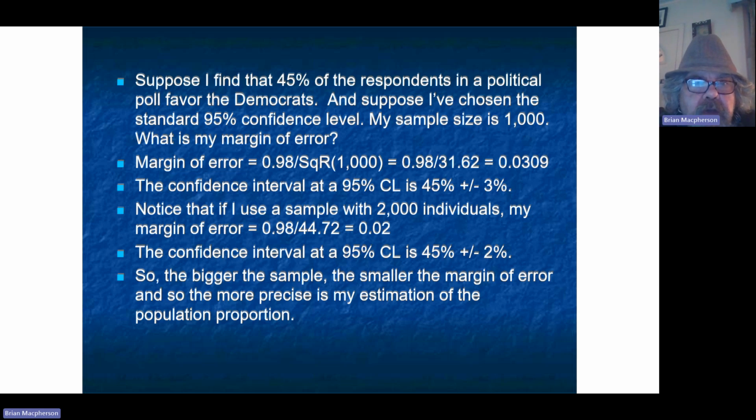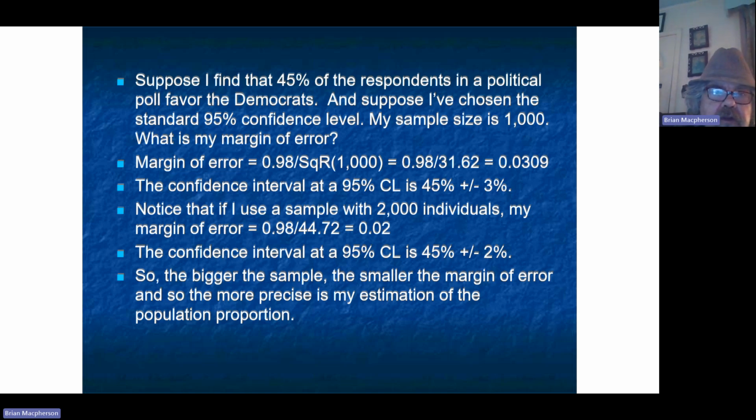So at a 95% confidence level, the result is 45% plus or minus 3%. All right? Okay. So basically, that's the confidence interval at a 95% confidence level: 45, plus or minus 3%.